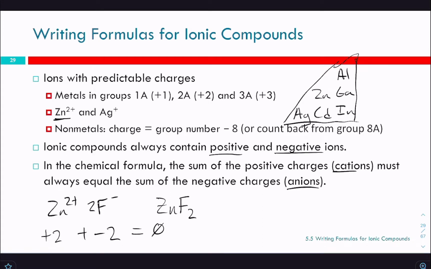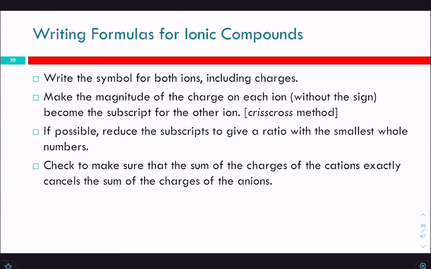And that holds true for all the ionic compounds. The positive and the negative charges equal 0. So for ionic compounds, charges always add up to 0? Yeah. So when you're writing a formula for an ionic compound, going from the name to the formula, write the symbol for both ions, including the charges, and then make the magnitude of the charge... Oh, this is the crisscross method.